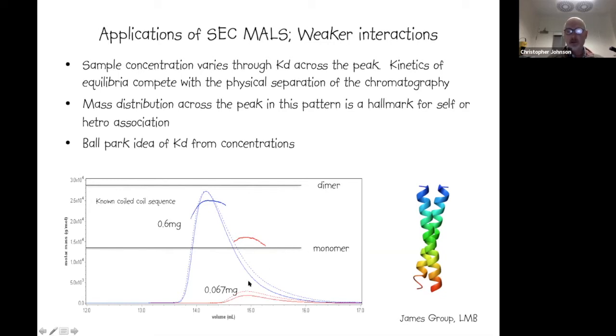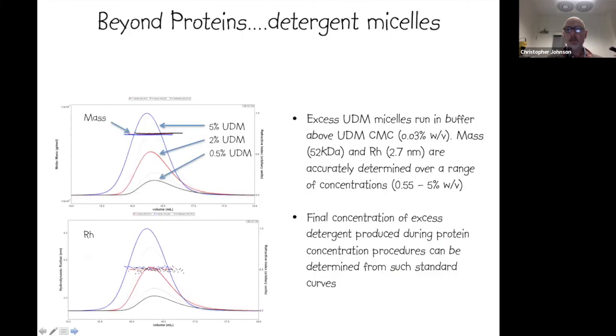And in fact, if you do this at a whole series of different concentrations, you get information by varying the injected concentration, but also within the peak itself, you know what the concentration is from the refractive index measurement. And therefore, you see this variation in mass occurring because of rapid re-equilibration on the column. So eventually, if you get enough data, you get a pretty good ballpark idea what the KD is for the interaction in this case.